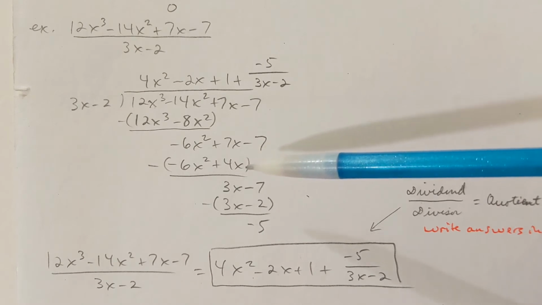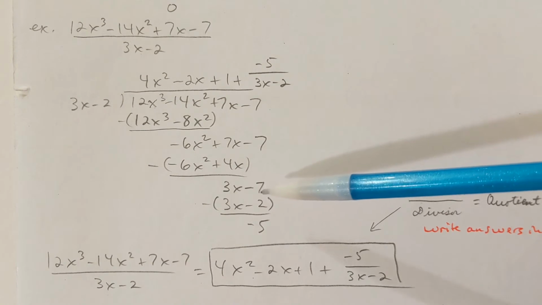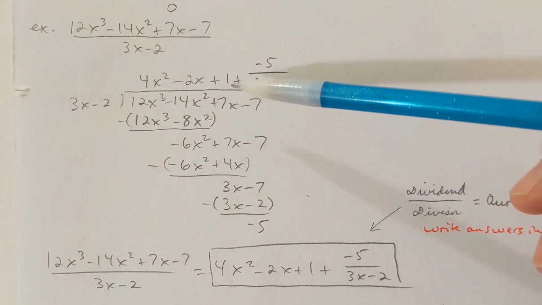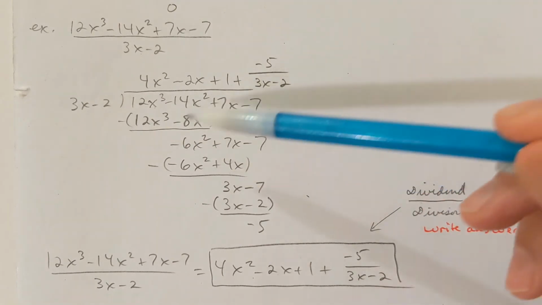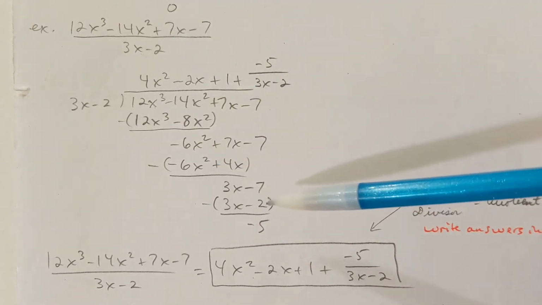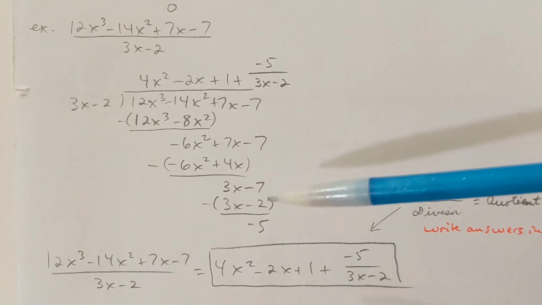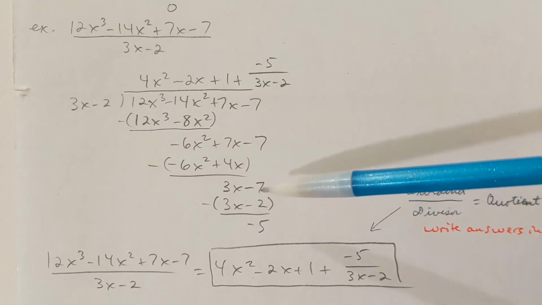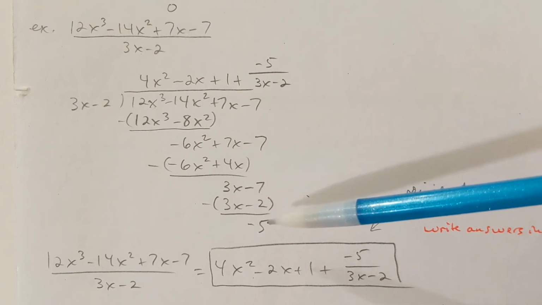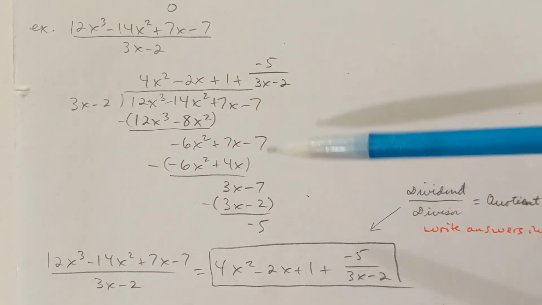7x minus 4x gives me 3x. Bring down the minus 7 there. And then a plus 1. So I get a 3x minus 2. 3x minus 7 minus 3x minus 2. Okay, 3x minus 3x is 0. Negative 7 plus 2 is negative 5. Okay, here's where I got a remainder.